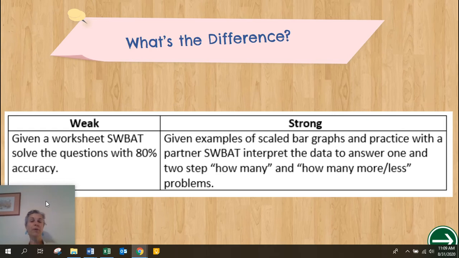Then, students will be able to interpret the data to answer one- and two-step "how many" and "how many more or less than" problems. So they have to look at these bar graphs, and then you're going to focus on how they interpret the data to answer these types of questions. That tells you much more about what they're doing.